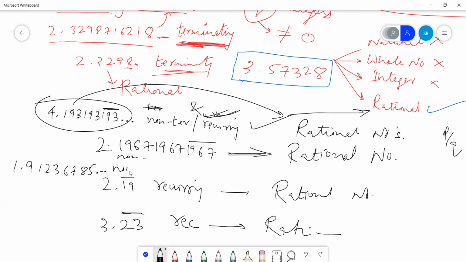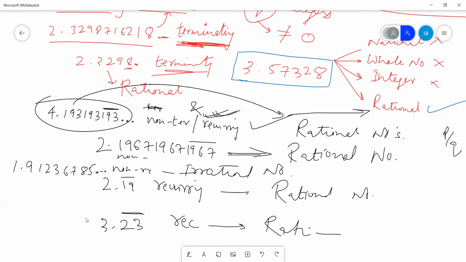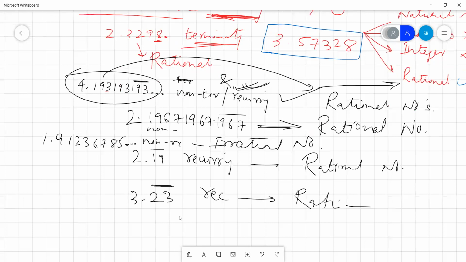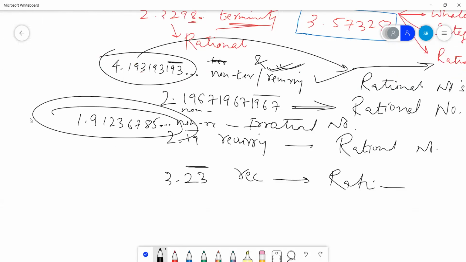Non-recurring. If it is non-recurring, then is it rational or irrational? Irrational, exactly. That is it. Now you got it. Because one more thing, this cannot be expressed in the form of P by Q where P and Q are integers. It cannot be expressed. Others can be expressed.